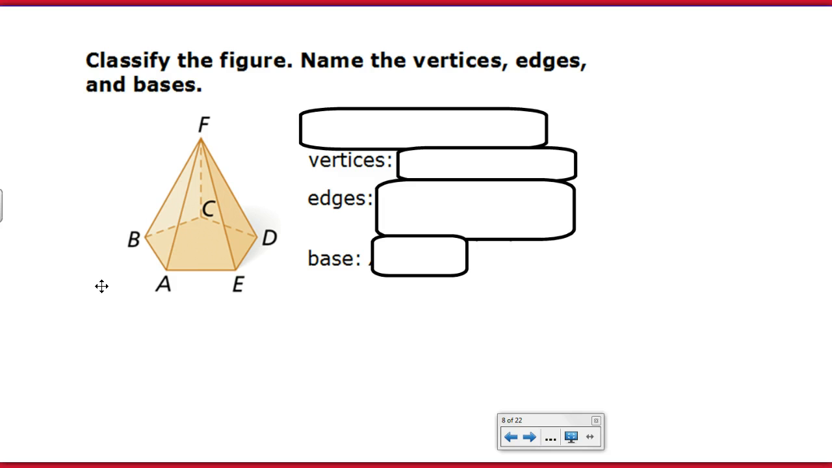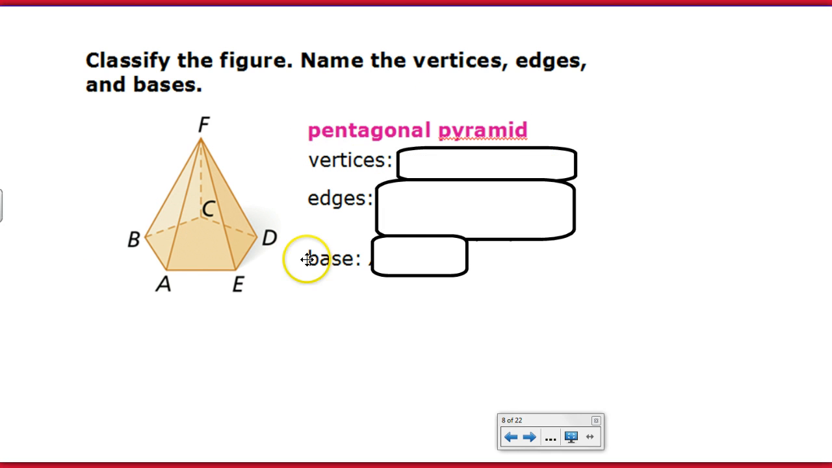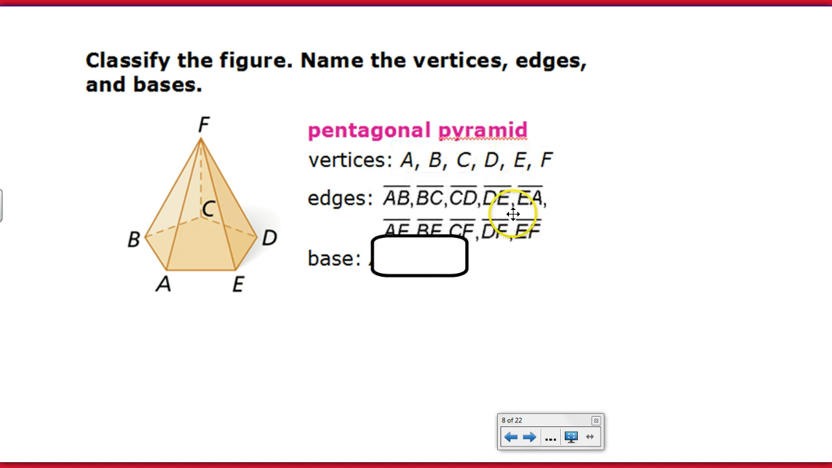Classify the figure, name the vertices, edges, and bases. Pause and come back and check your work. And you should have a pentagonal pyramid, vertices, edges, and the base here is a pentagon. And you can start at any vertex and just name consecutive vertices as you move around it. You can move around it clockwise or counterclockwise.